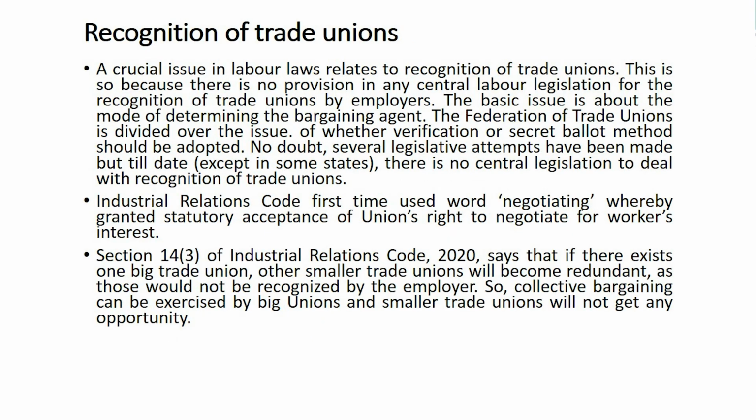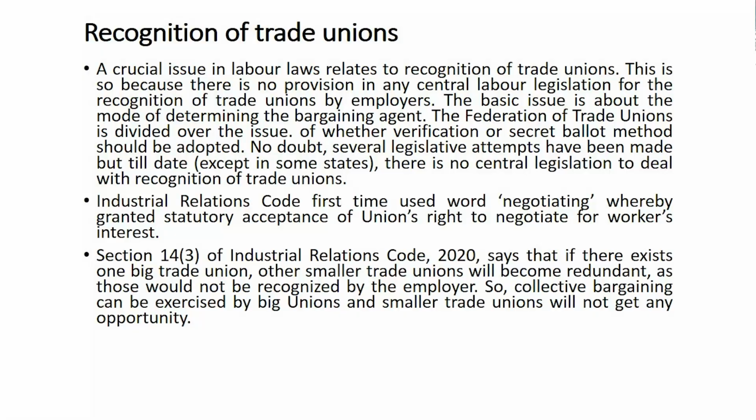Next, an outcome of this Code is recognition of the trade union, because otherwise we had the Trade Union Act 1926. We are dealing with all these issues regarding how a trade union can be registered, who can form a trade union, grounds for cancellation, and how immunity can be given, like criminal immunity and civil immunity, and other things. But because we are talking about collective bargaining, these trade unions were not recognized till date.